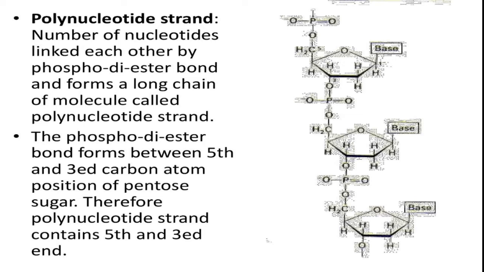So in the fifth position of the ribose, the phosphate is present. In the same sugar, onto the third position, another phosphate is bound, and it goes on. The nucleotides are linked to each other by a phosphodiester bond, and this forms a long chain which we call a polynucleotide strand. This phosphodiester bond is between the fifth position and the third position of the carbon of the pentose sugar. So this polynucleotide strand contains a 5' end and a 3' end.